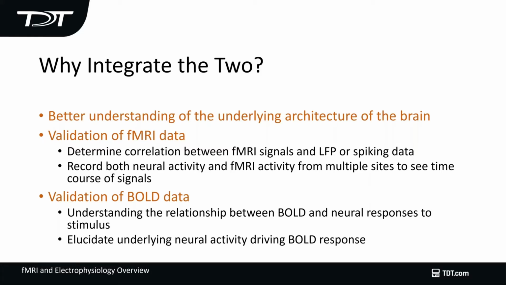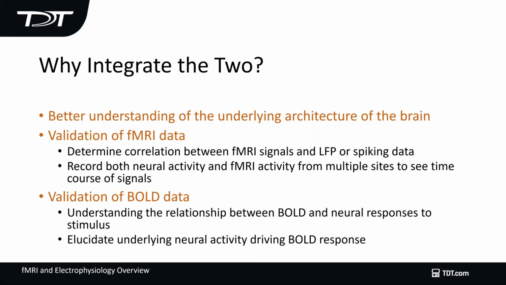So we know that there are these differences, and so why integrate the two? And again, you guys are better at this than I am, but one of the main things is to better understand the underlying architecture of the brain. Using fMRI and electrophysiology together gives you a better feel for what's happening. You also have the validation of the fMRI data, where you can determine the correlation between the fMRI signals and the local field potential or spiking data.